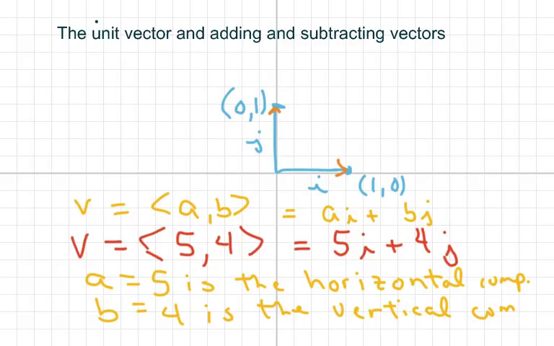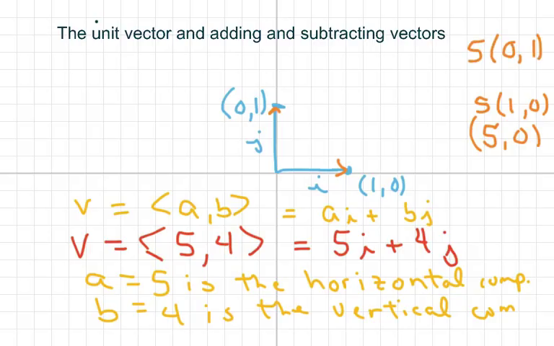If you multiply the i component, so if I say 5 times (1, 0), I just get (5, 0). So that's your unit vector, your horizontal component. And the same for the j. If we wanted to multiply 5 times (0, 1), you just get (0, 5). a and b, again, are your scalar components. And in this case, a is our horizontal component and b is our vertical component.